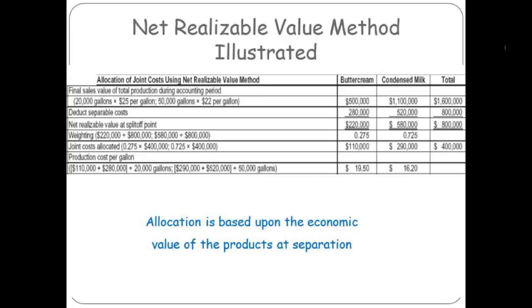So the buttercream, I think we were selling it at $25 a gallon, so $6.50 profit. The condensed milk, $22 a gallon, if I remember correctly. So that's $5.80 profit per gallon.